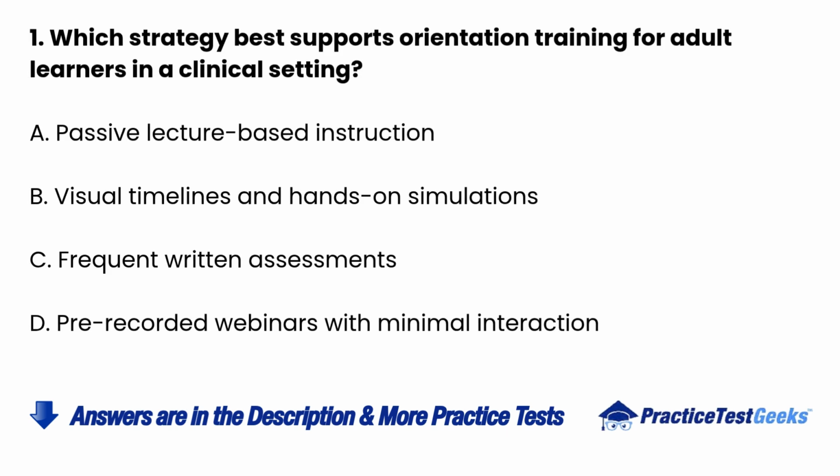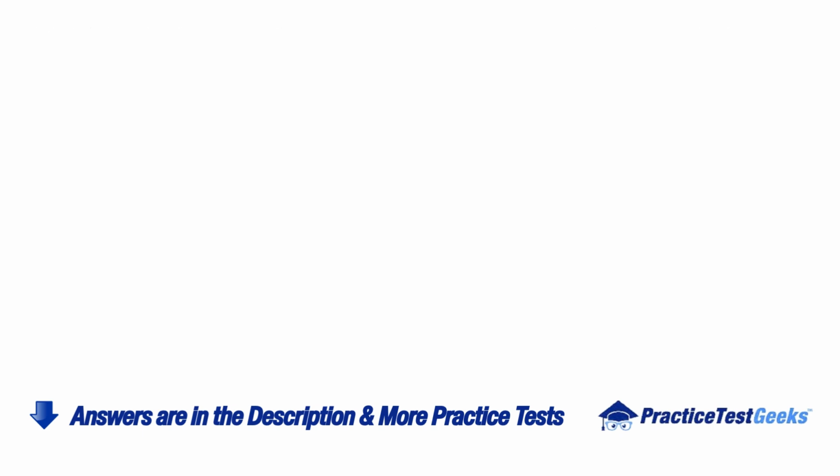1. Which strategy best supports orientation training for adult learners in a clinical setting? A. Passive lecture-based instruction. B. Visual timelines and hands-on simulations. C. Frequent written assessments. D. Pre-recorded webinars with minimal interaction.